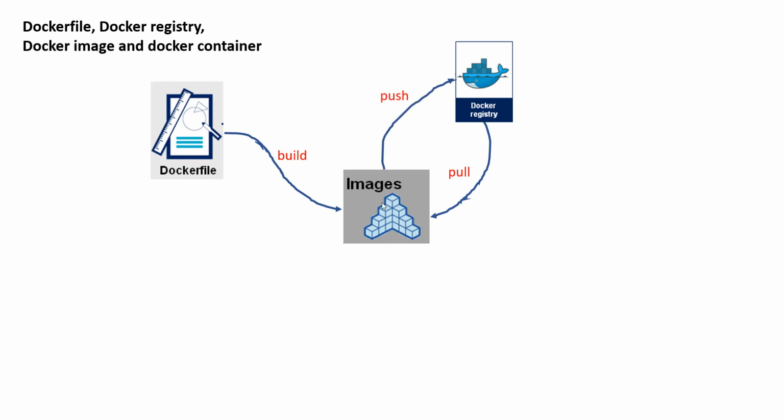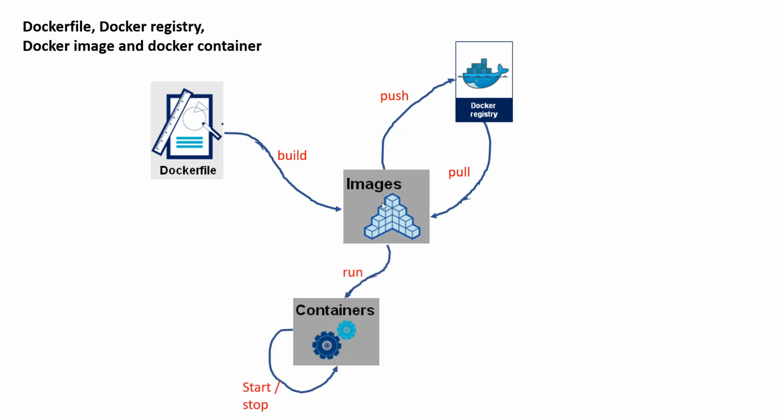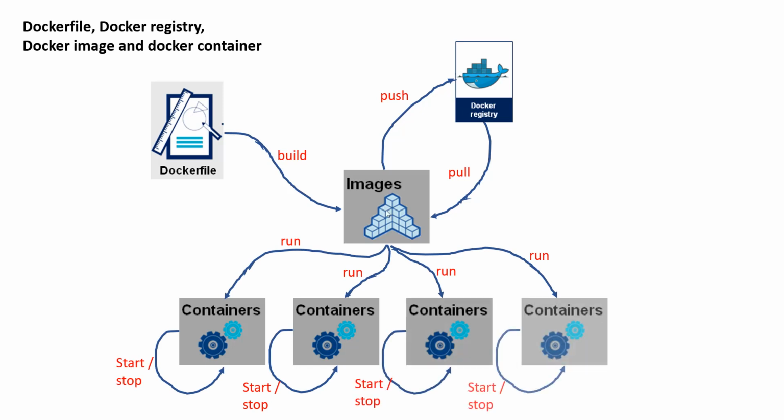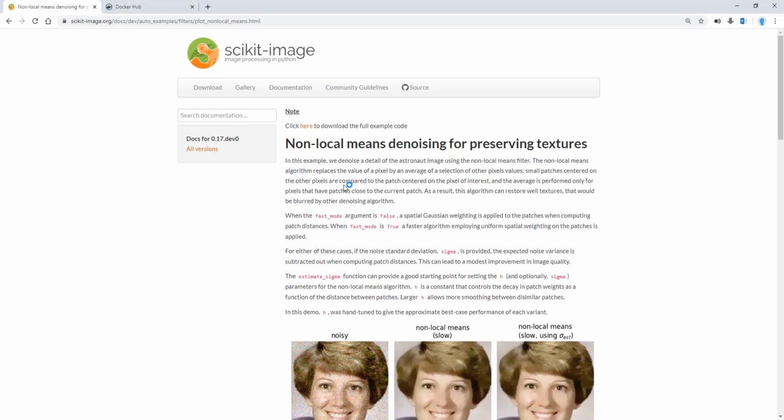But once we have the Docker image, then we can run many containers. So this is the concept. Let's start with the Dockerfile, and then create an image and then run the container. So this is our agenda for today. First, let's make sure we have code that's usable and works in Python, and then start creating our Dockerfile. And for the Python code, I'm going to use a little snippet from the online documentation of scikit-image.